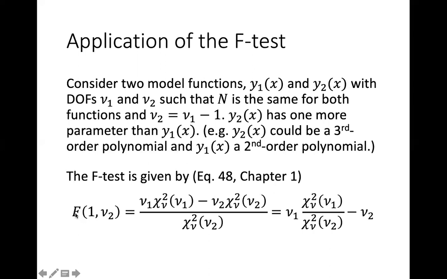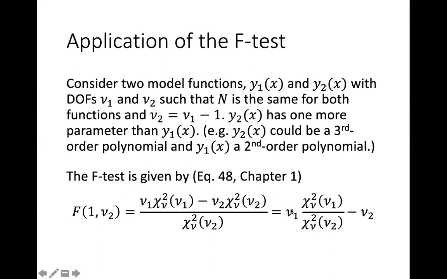It's denoted F of, and then in parentheses, there are 2 quantities. The first quantity tells you how many new parameters you're adding to the fit. So in this case, we're adding 1 extra parameter. And then the second quantity tells you the number of degrees of freedom in the second fit, the fit that has more fitting parameters. So in this case, if we're talking about the quadratic fit to the data that we were using previously, this would be 6 measured values minus 3 fitting parameters equals nu2 equals 3.